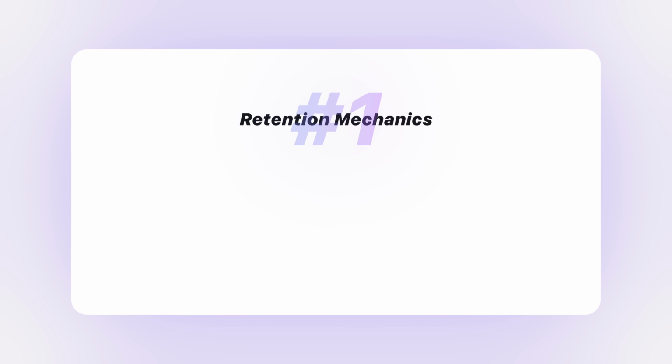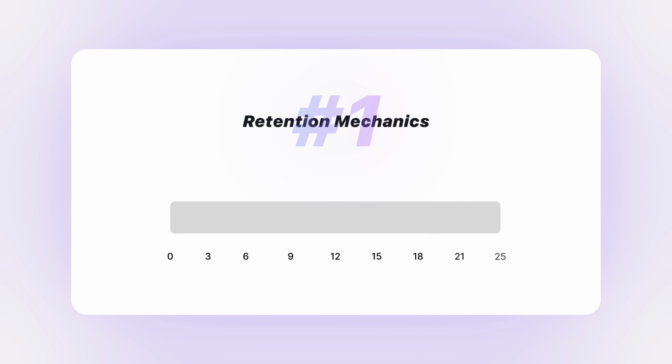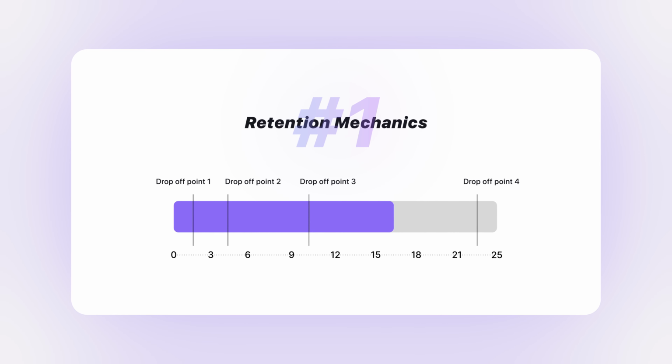Retention mechanics are the specific techniques that keep people watching past each critical drop-off point in your video. And here's what most people don't understand. Viewers don't just decide once whether to watch your video. They're making that decision continuously, every few seconds. There are 4 critical drop-off points in every UGC video.